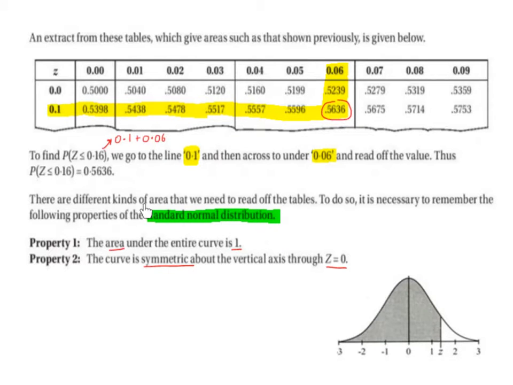There are different kinds of area that we need to read off the tables. To do so, it is necessary to remember the following properties of the standard normal distribution. Property 1. The area under the entire curve is 1. Property 2. The curve is symmetric about the vertical axis through z equals 0. So we have z equal to 0 here. We have a mean of 0.